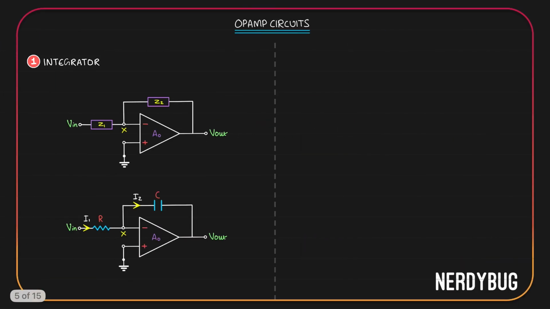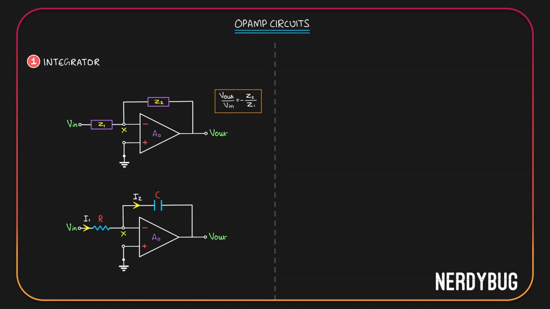Let's find the gain of this circuit. Basically, what we have is an inverting amplifier. Feedback is given through Z2. Input is given through Z1. That means the gain will be negative of Z2 divided by Z1. Now, in the case of integrator, feedback is given through a capacitor. So Z2 will be 1 by SC, or 1 by j omega C, or 1 by j 2 pi fC. Z1 will still be just R.